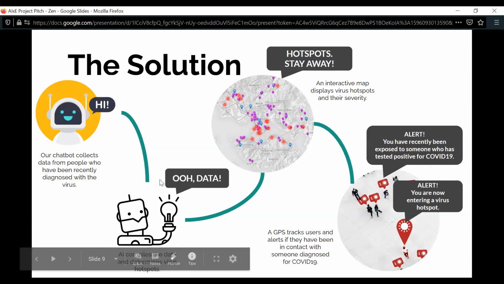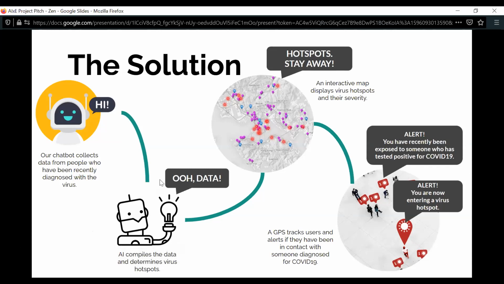So using that data, which is provided by the people who are diagnosed positive with the virus, this data is compiled by a machine learning model, and it's used to determine the virus hotspots. All right. So now we have all this data. I mean, we know exactly where the cases are more severe. So we use this data from the machine learning model to generate an interactive map showing the virus hotspots and the severity, and also use AI to predict future outbreaks using the data that we have.